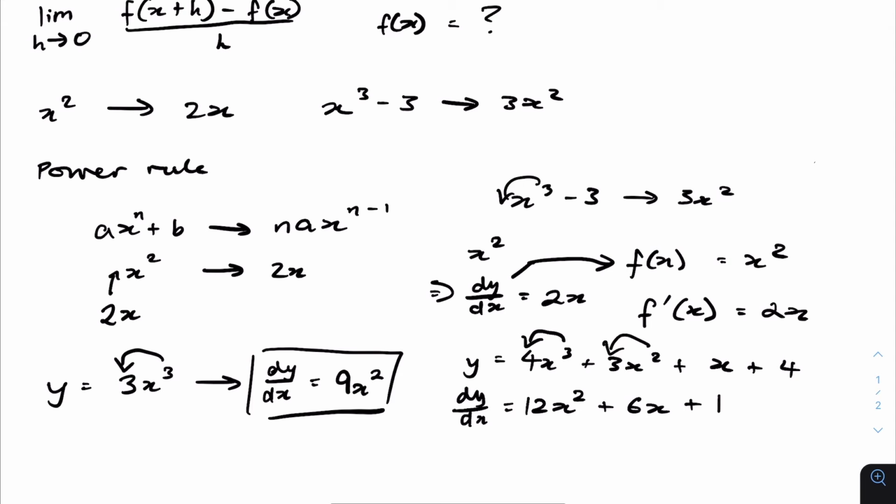When you don't have a value of x attached to a value, so in this case, this is independent of x, then it can't be differentiated. It'll just go away. So this is our differentiated function. We get rid of that value.